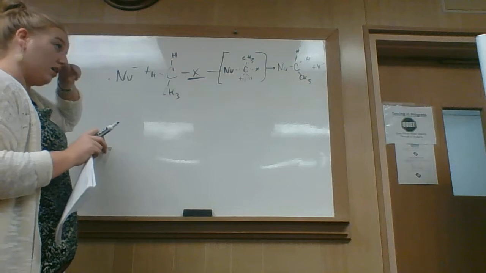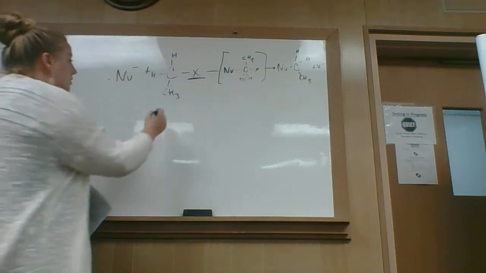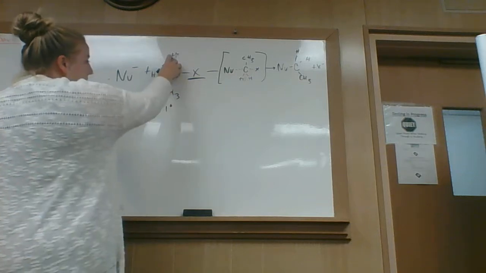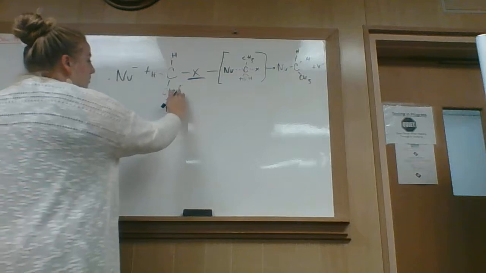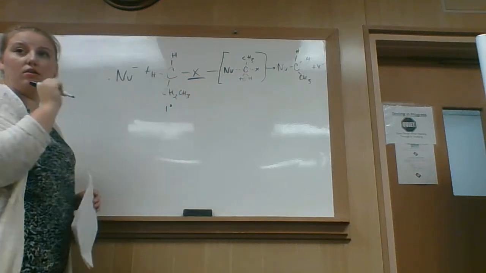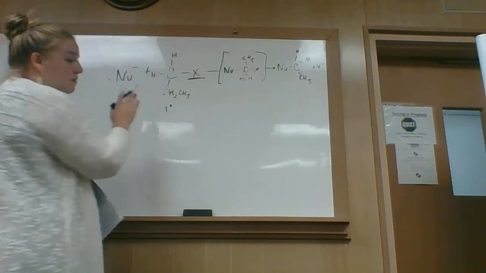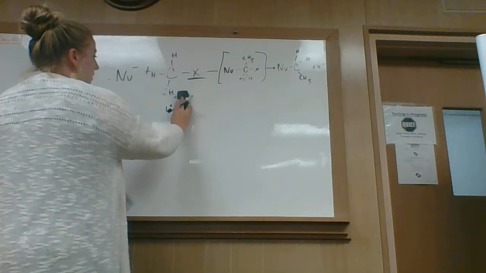Okay, that is a pretty typical error. So this is a primary because around this center carbon we only have 1 carbon attached. Even if this was, say, CH2, CH3, it's only referring to the number of carbons that are directly attached. Okay, just some common mistakes that I've seen in the past.